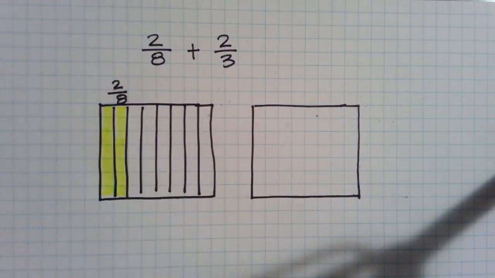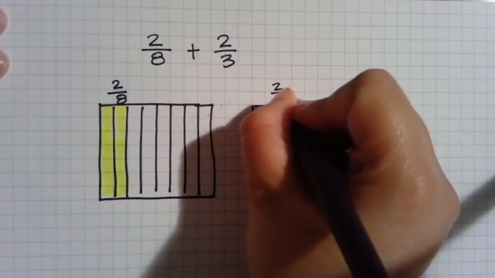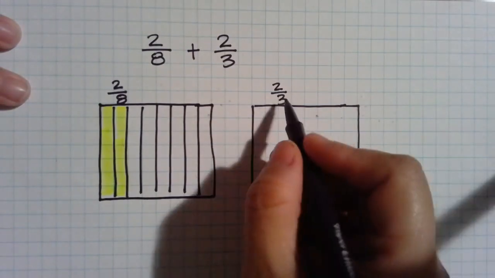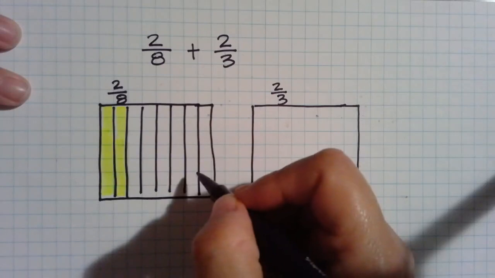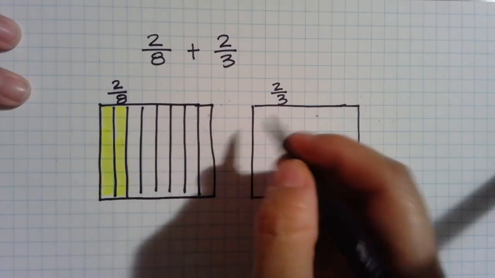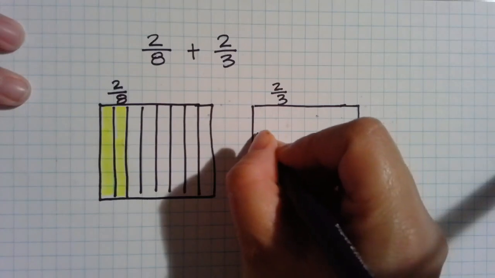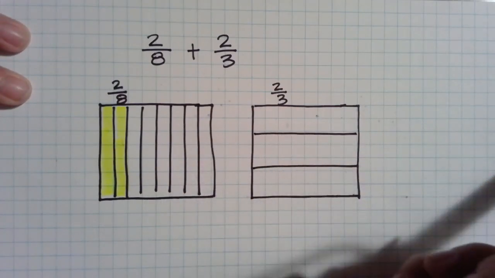Okay, and now for the 2/3. On this side I'm representing 2/3, and this time I'm going to divide my box into thirds, but I'm also using lines going the opposite direction. I don't want them vertical, I want them to go horizontal. Okay, so maybe about there and there.